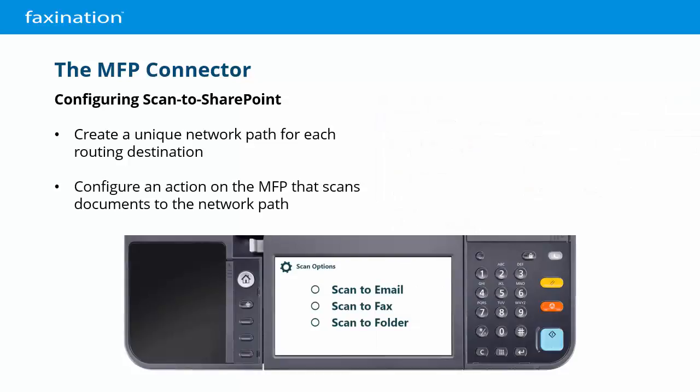Next, we'll configure the MFP to scan into our newly created folder. Note that most MFP devices can have dozens of scan-to-folder configurations. When integrated with Faxination, each folder can be a unique route to a SharePoint URL or any other supported application. In this example, the name field is the friendly name that will appear on the MFP display as a scanning option, and the network path where the scans will be written is specified in UNC format.